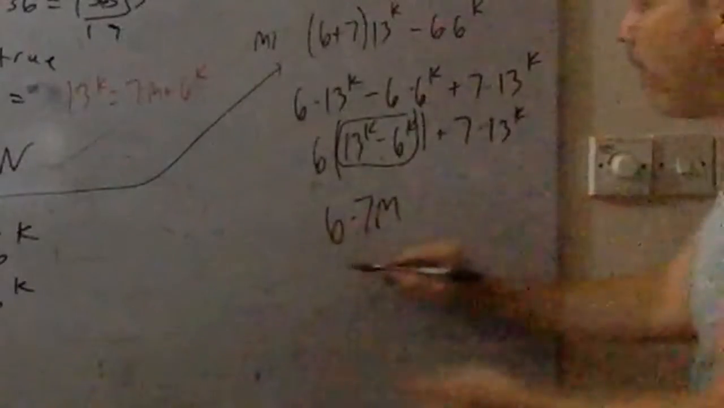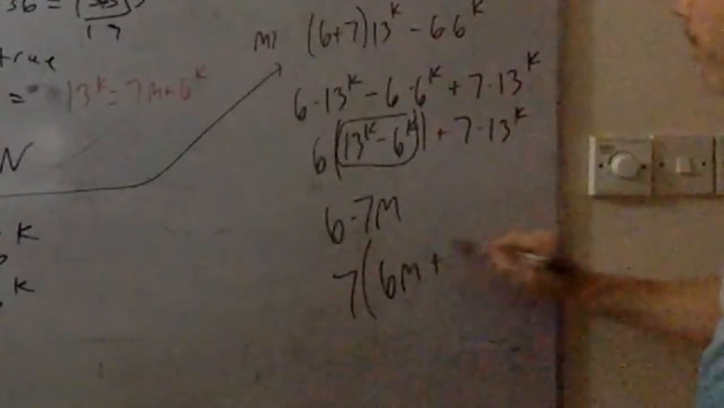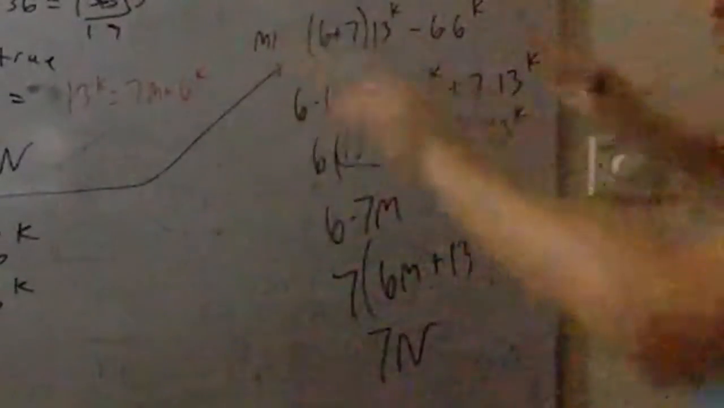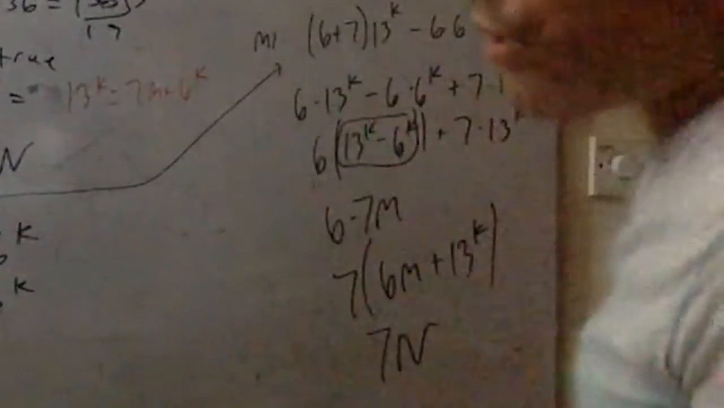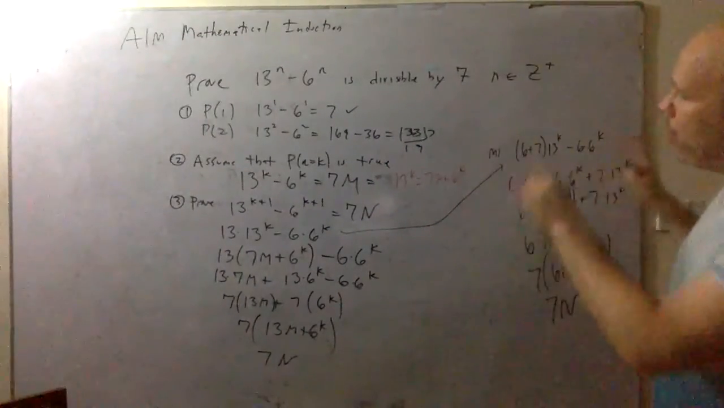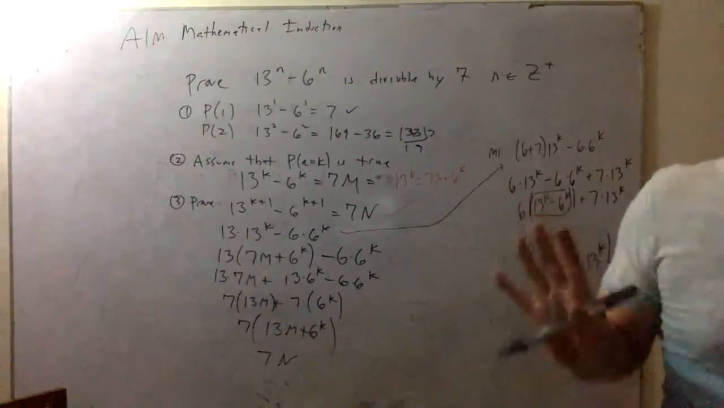And we have both of these. We have 6^m plus 13^k, or 7n. That's the idea. So these are the two manipulations. Actually, I'm kind of liking this way better now. Okay, those are the two divisibility proofs.